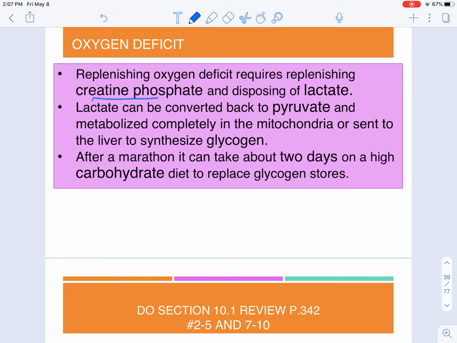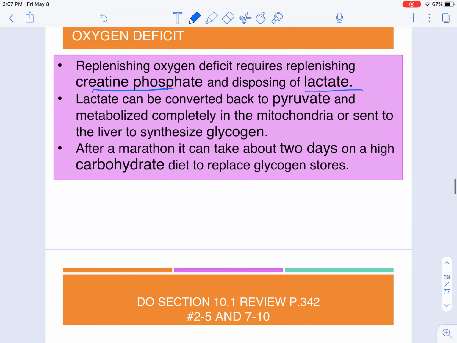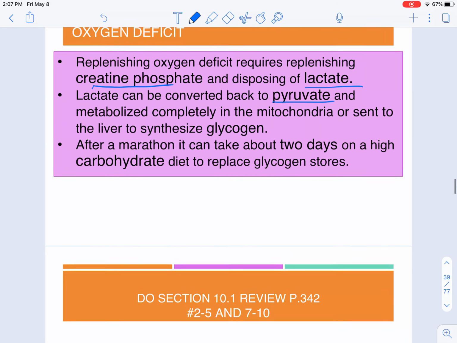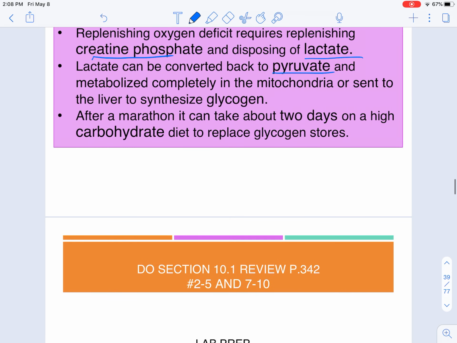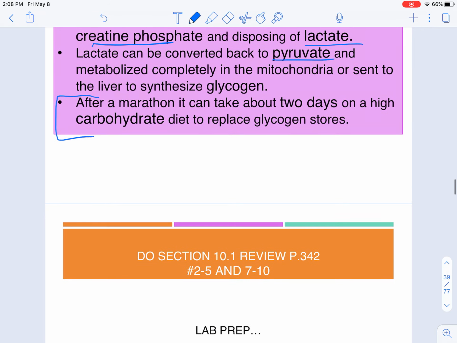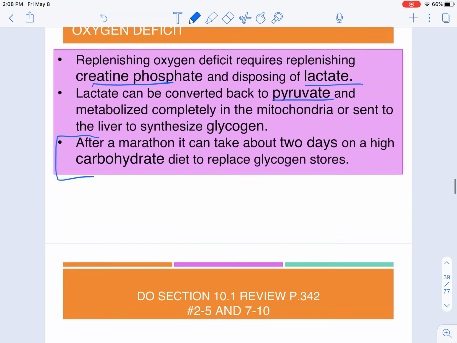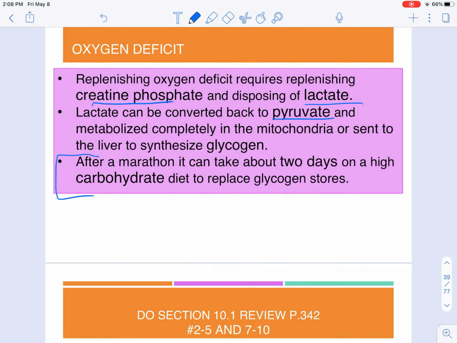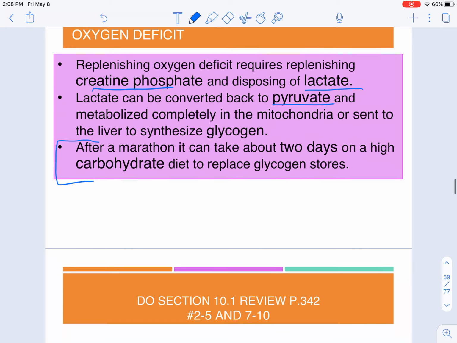Replenishing oxygen debt, we'll need to get our creatine phosphate levels up, get rid of lactic acid, and turn that lactic acid back into pyruvic acid in the liver. And so it says here that after a strenuous marathon, it may take a couple days on lots of carbs to get back the muscle stores that they had before.